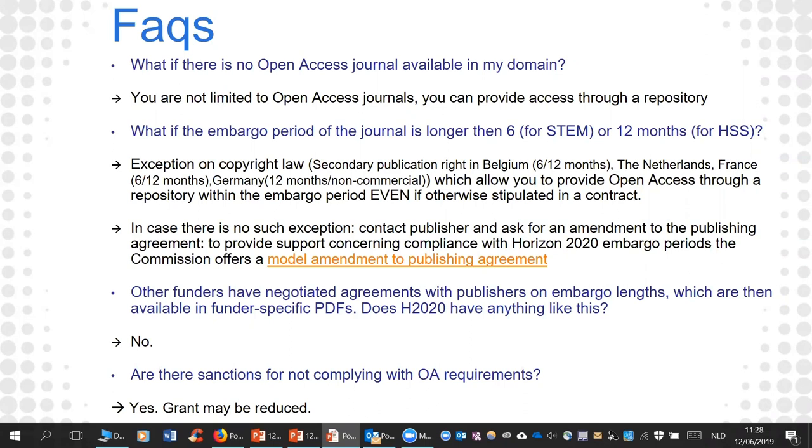So in Germany, it's 12 months and you cannot do it for commercial reasons. Nobody can use it for commercial reasons. And in the Netherlands, it's within limited scope, limited time. But if you do research in one of those countries, you might say, okay, there's this exception in the copyright law and I'm still allowed to put it openly available in a repository. But if that is not the case, you can ask your publisher for an amendment to your publishing agreement. And the EC, to provide support for compliance with Horizon 2020, has offered a model amendment to the publishing agreement.